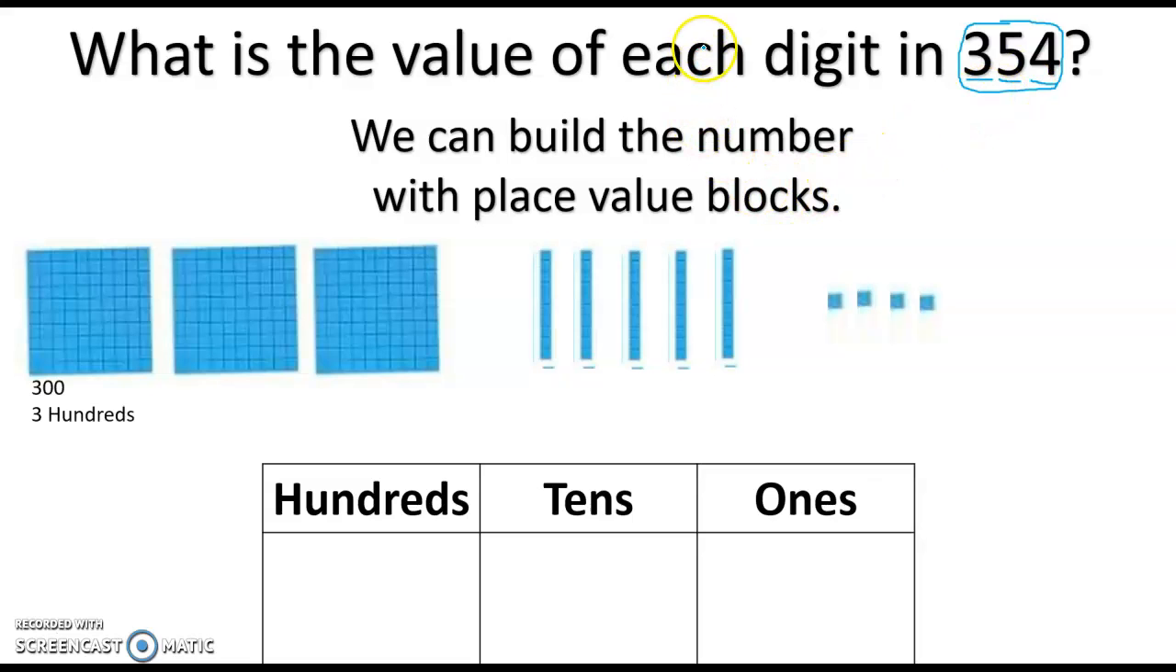So 3 hundreds is the same as 300. 5 tens is the same as 50. 4 ones is the same as 4. So the value of the 3 is 300. The value of the 5 is 50.